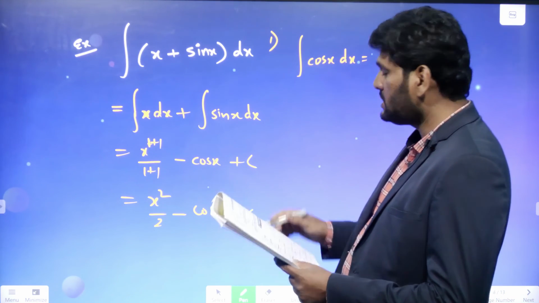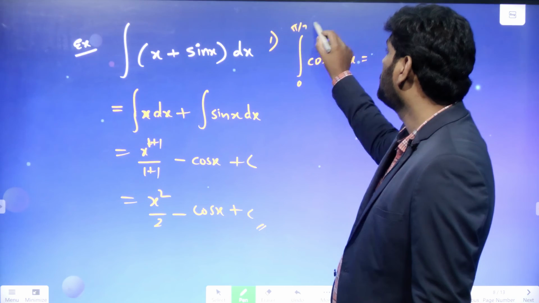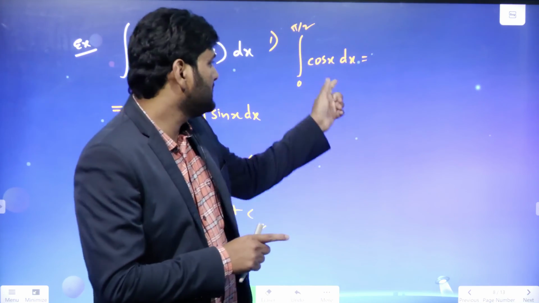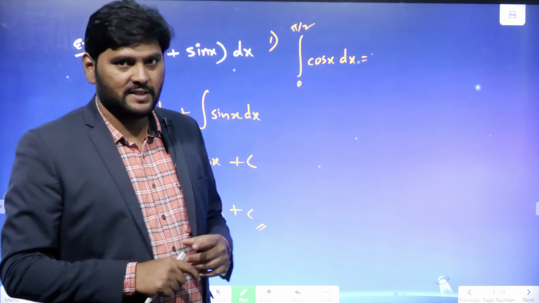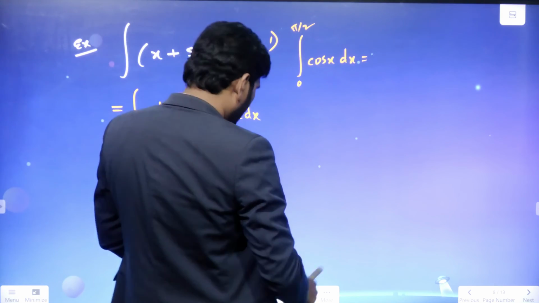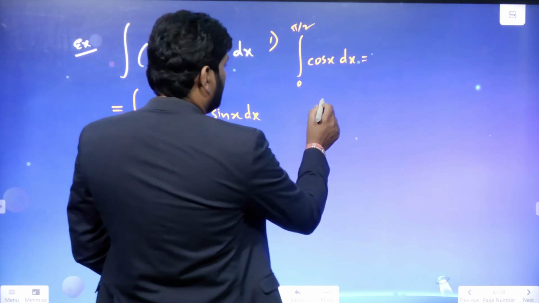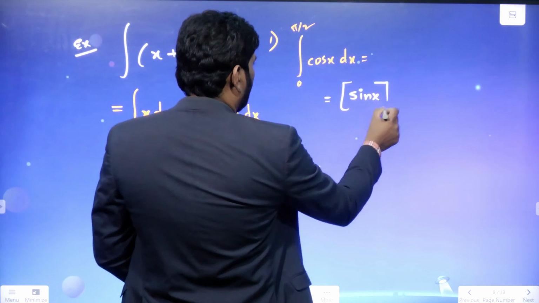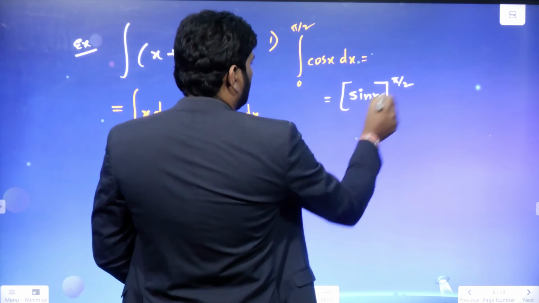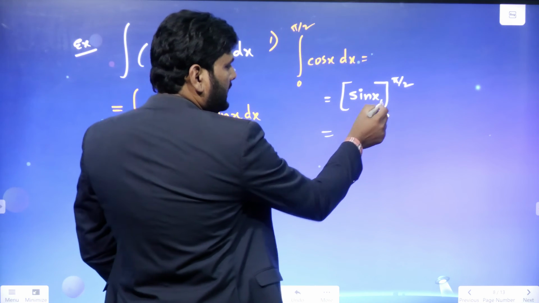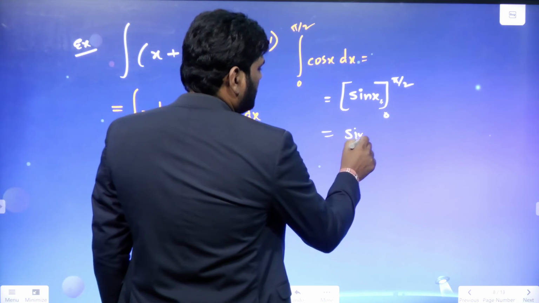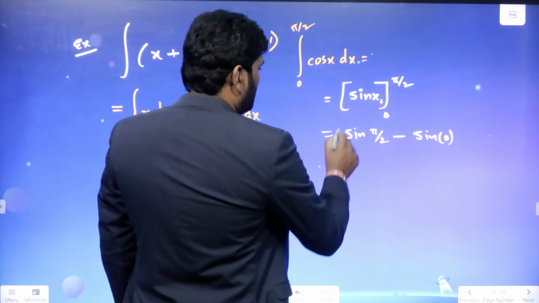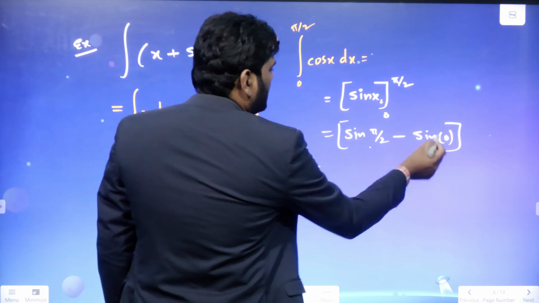The limits they mentioned are 0 to pi by 2, which means that this is definite integration. First integrate it. Integration of cos x is nothing but sin x. Limits are 0 to pi by 2. Now apply the upper limit instead of x: sin pi by 2 minus sin 0. I have applied upper limit minus lower limit.